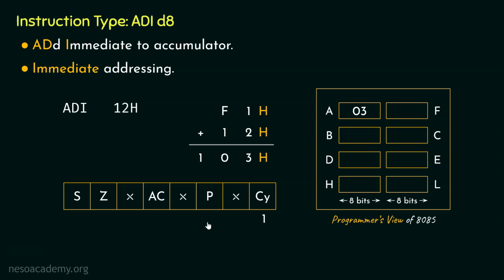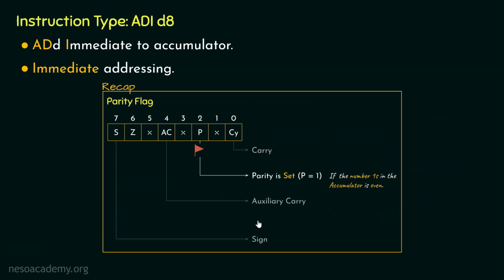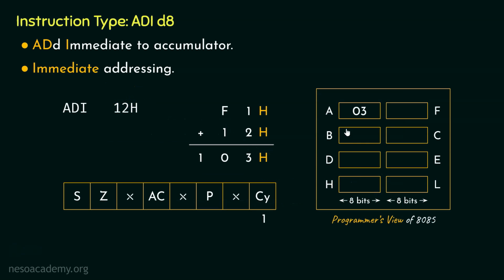Now I hope you remember what this flag will do. Well, parity is to be set, that is P will become 1, if the number of ones in the accumulator after the operation is even. Let's now check what we have inside the accumulator, 0, 3. Now in case of binary, 0 will be 4 zeros. What about 3? It is going to be 0, 0, 1, 1. So in the entire content of 8 bits, we have got only 2 ones, and those 2 are the least significant 2 bits. So we have got an even number of ones. Due to this reason, the parity bit is also going to be set.